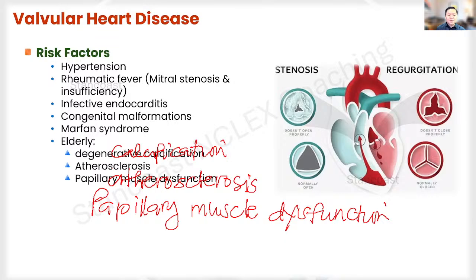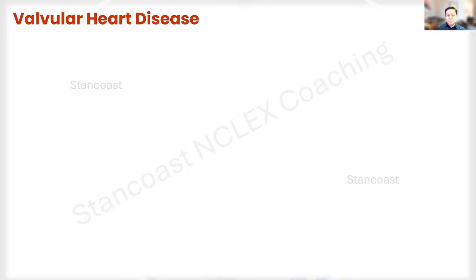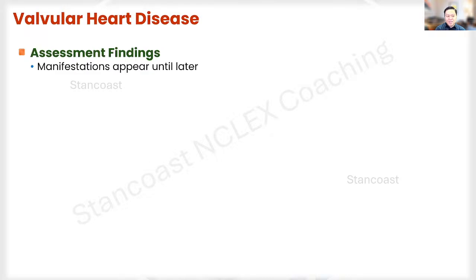Now, let's talk about the expected findings in a person with a valvular heart problem. And so in general, what's going to happen is that the person will not automatically show the symptoms right away. And these are going to show up only when the disease has advanced significantly. So that's kind of a downside. I mean, it's a disorder, but the symptoms will not usually appear early on. It will only appear when the disease has progressed.